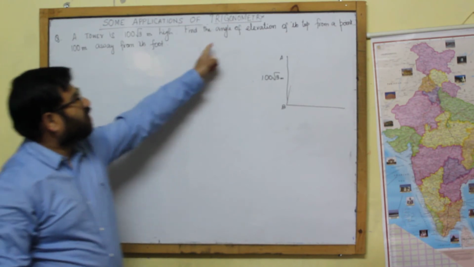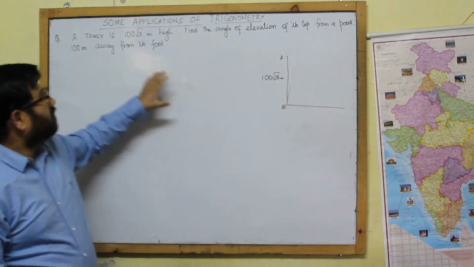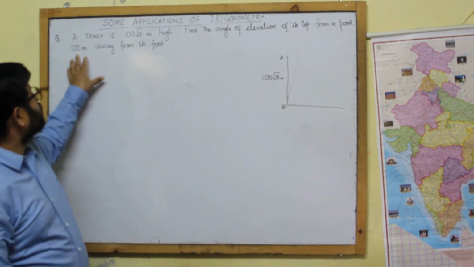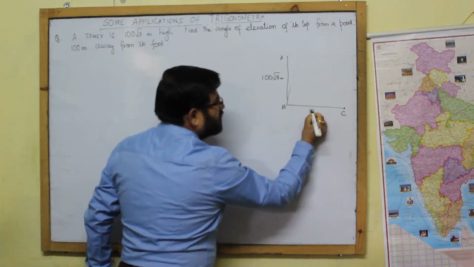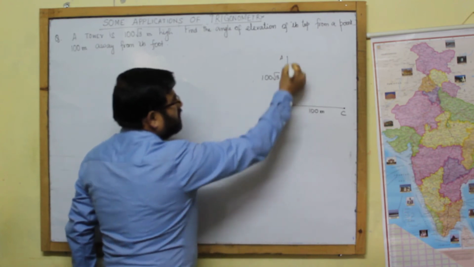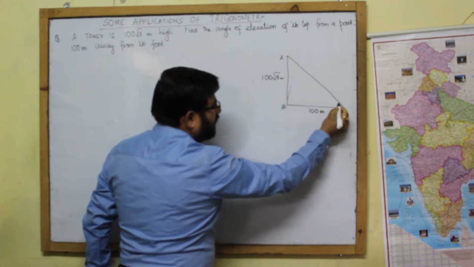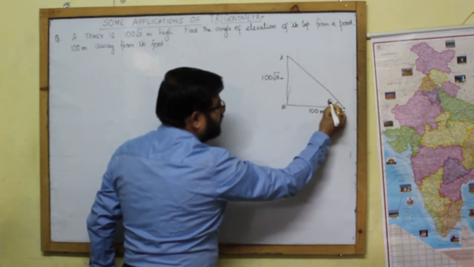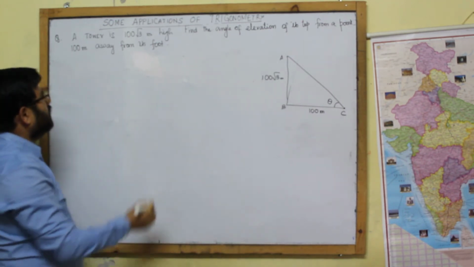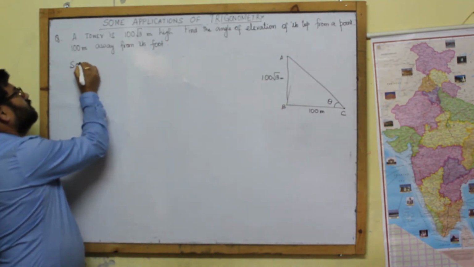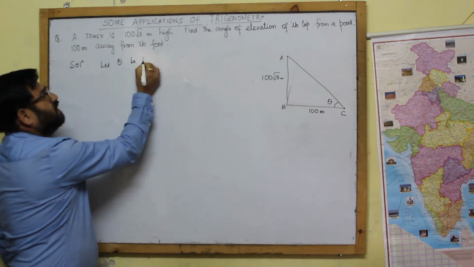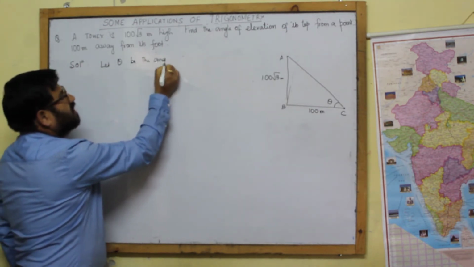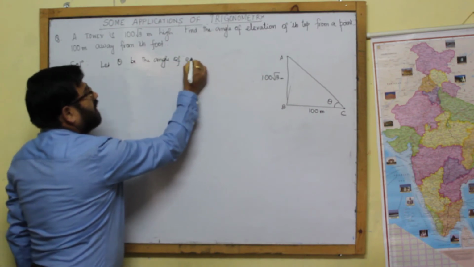You have to find the angle of elevation of its top, meaning the angle from a point which is 100 meters away. So let this C be a point which is 100 meters away. Basically we are going to find the angle of elevation. So let the angle of elevation be theta. So let us write the solution. Let theta be the angle of elevation.